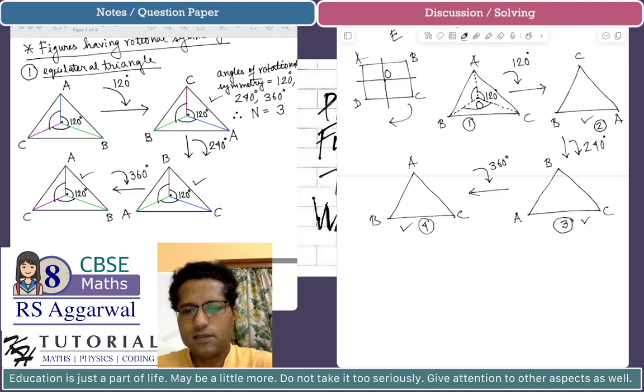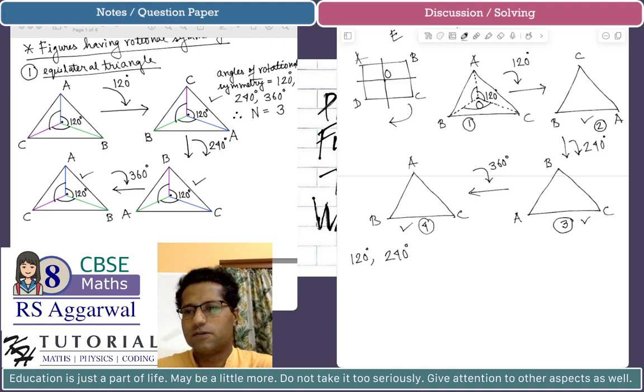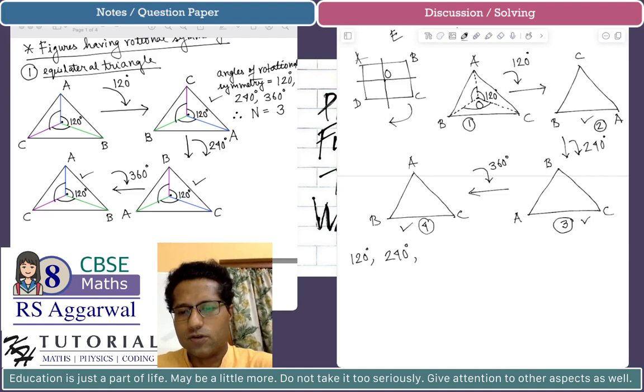So we see that the first angle of rotation after which the triangle was looking identical to the initial triangle was 120 degree, and then at an angle of rotation of 240 degree, the triangle again was looking identical to the triangle in the initial position, that is position number 1. And after 240 degree rotation, the position of the triangle was position 2. Position was position 3. And then again, after an angle of rotation of 360 degree, the triangle was looking exactly the same. After 360 degree, the position of the triangle was 4.